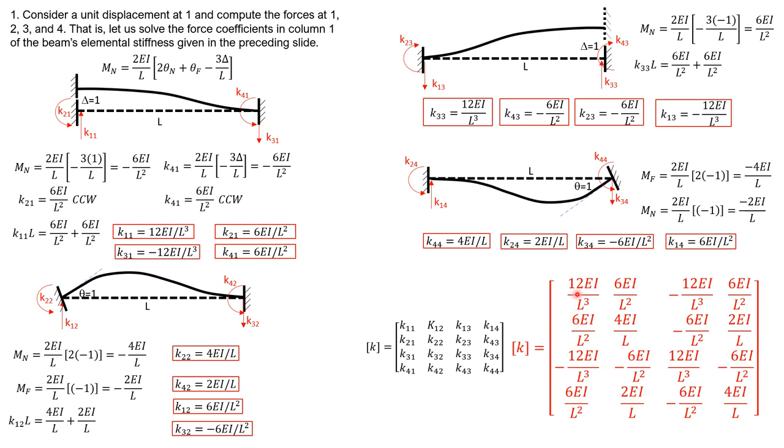Again, master how to fill in the first row. In the second row, take note that that's 6EI over L squared. Then this is 4EI over L. Negative of this value, then half of this value will be here. Then the third row is the negative of the first row. You copy the second row elements, then interchange the second and the fourth elements. So that's my technique in memorizing this stiffness matrix for a beam.